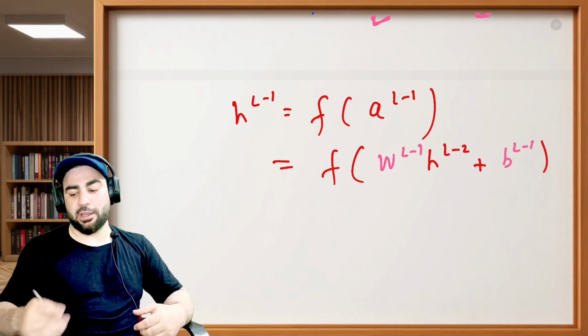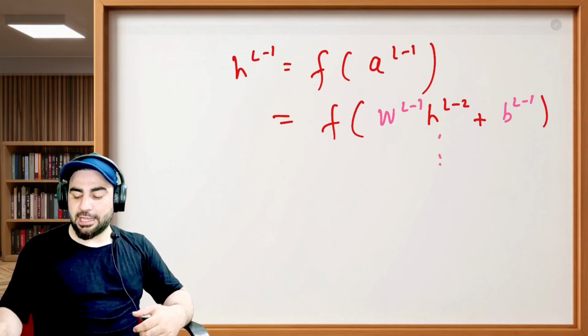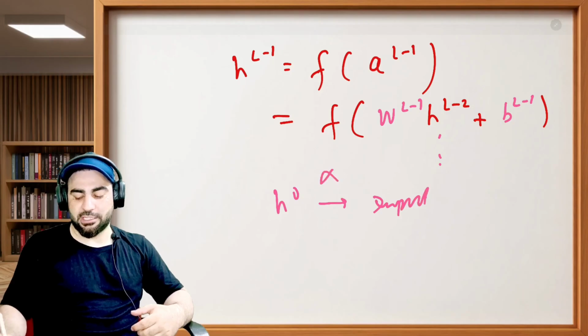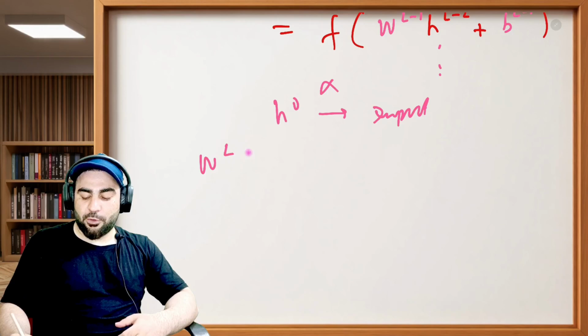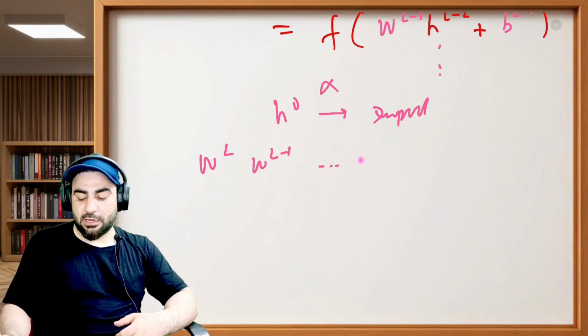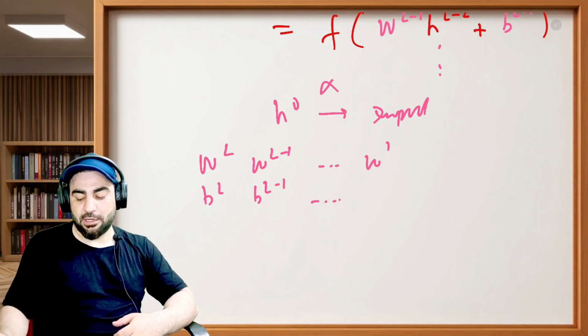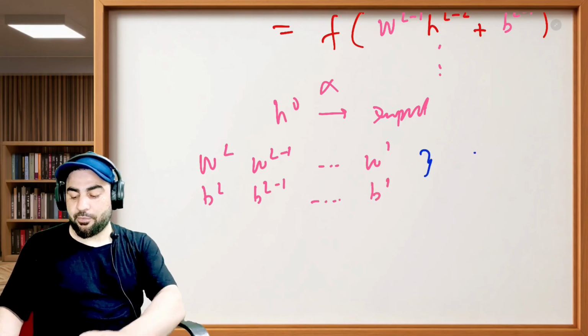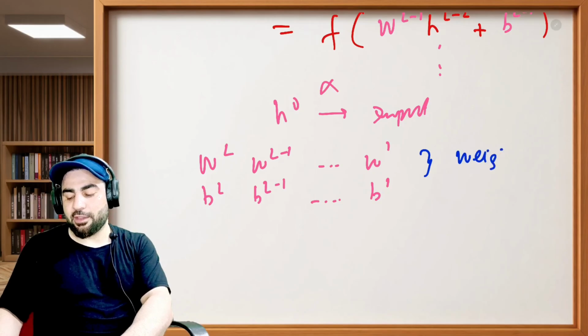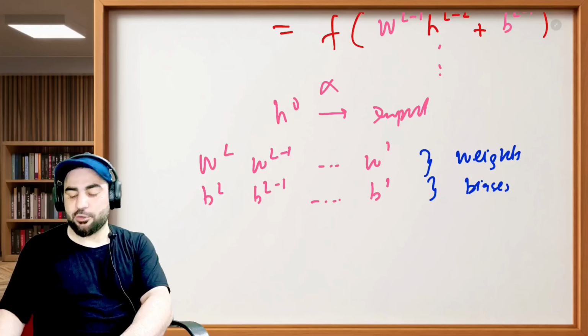If you keep on going, at the end you will get H0. H0 is your input and that input is fixed. You cannot change this. So all in all, you are changing WL minus 1 till W1. You can change BL minus 1 till, let's suppose, B1. You can change weights and biases, because these are the culprits which are giving either a good loss or a bad loss. So these are weights and these are our biases. This is what you can change.